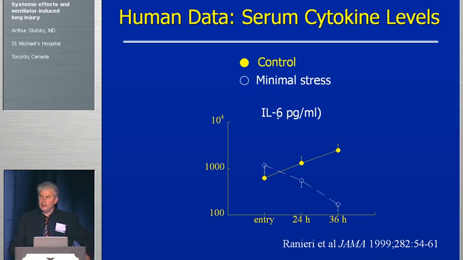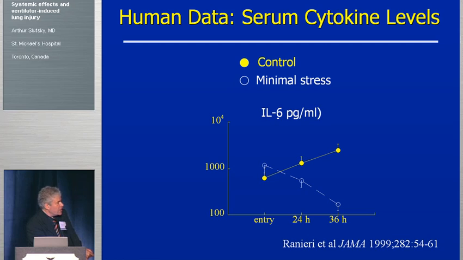What about human data? Well, this is a study published in JAMA a number of years ago. Mark Ranieri was the first author. This looked now at patients with ARDS who were randomized to a protective ventilatory strategy or conventional strategy. And you can see here the control group is in yellow.